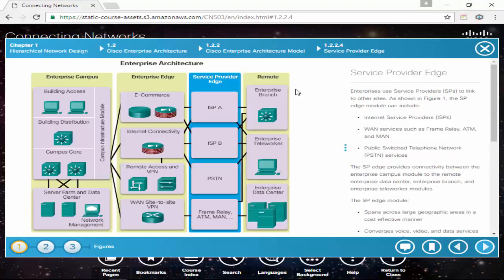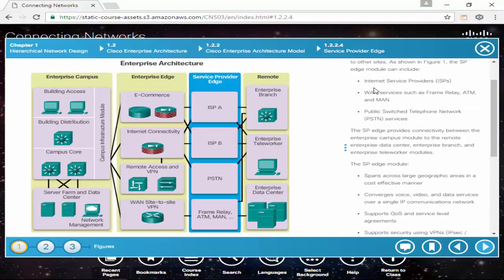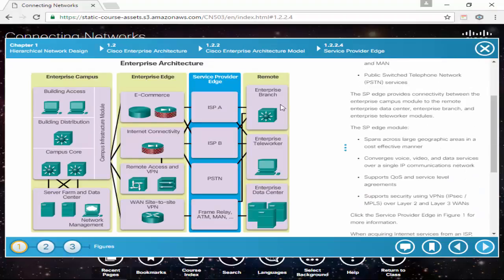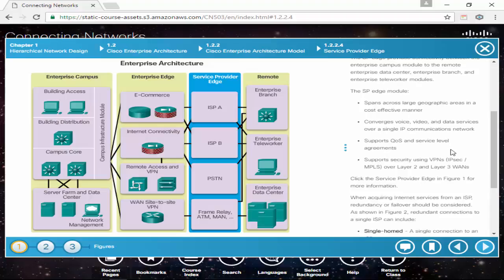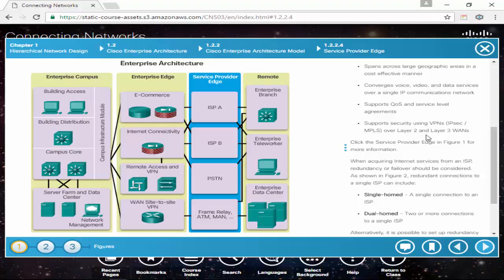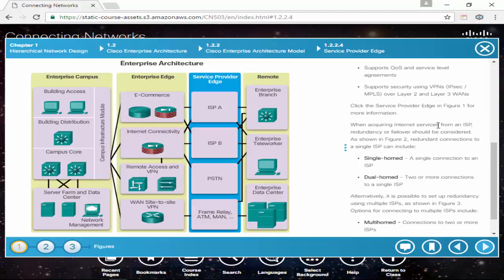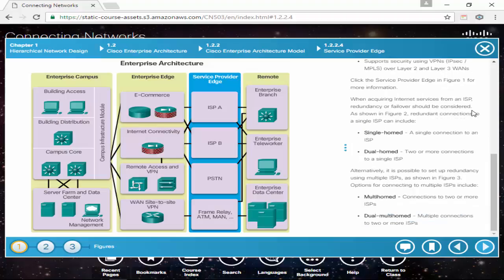Now we have our service provider edge. Okay. I don't know what to tell you here. Okay, it's just the SPN spans across large geographical areas in a cost-effective manner, whatever that means. Converges voice, video, and data services over single IP communications, supports QoS and service level agreements that you have with your ISPs, supports security and using VPNs, IPsec/MPLS over layer 2 and layer 3 WANs.